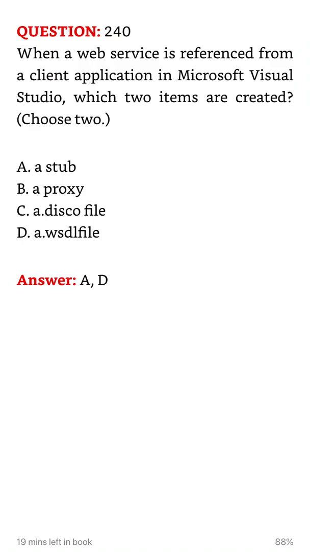And last question of this part 4. Question 240. When a web service is referenced from a client application in Microsoft Visual Studio, which two items are created? A and D. A stub and a WSDL file.